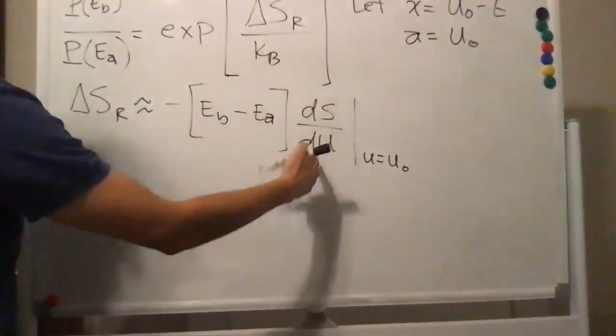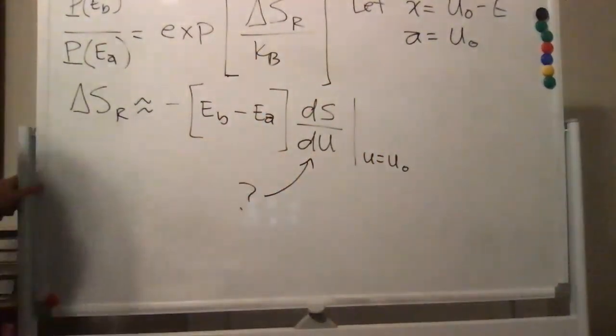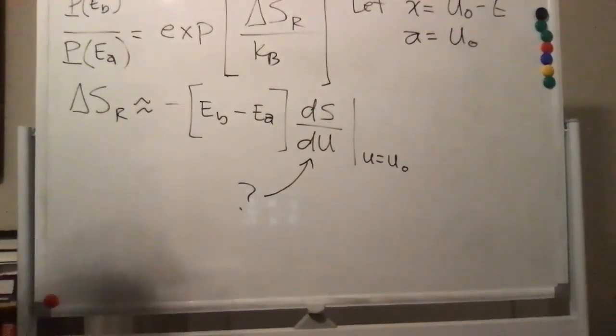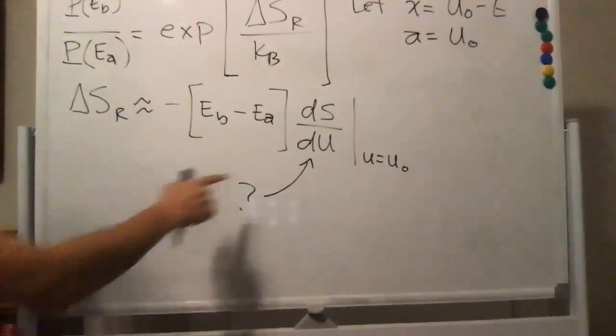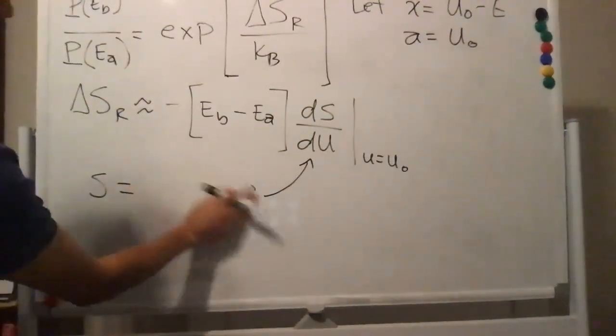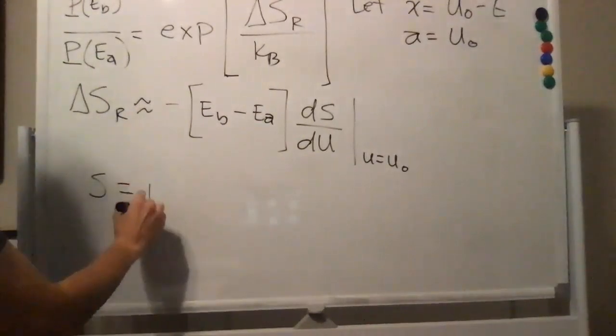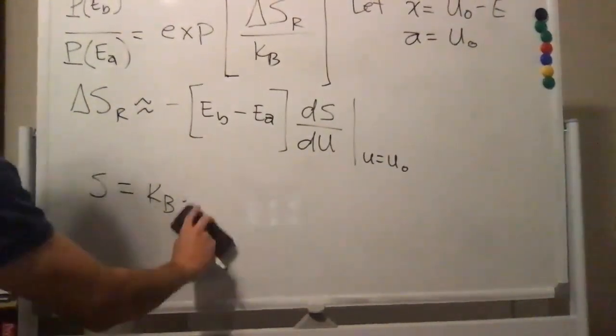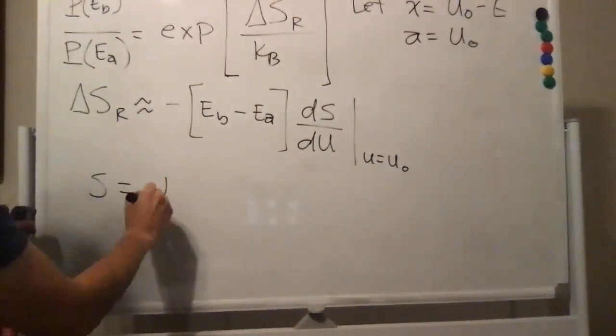So what is this term? Derivative of the entropy with respect to the energy. What are the units? What are the units of S? The units of the Boltzmann constant, but I don't remember those. Correct. So it's going to be K_B natural log of G. This is just a number, so it has no units. So it's just the units of the Boltzmann constant, so it's joules per Kelvin.